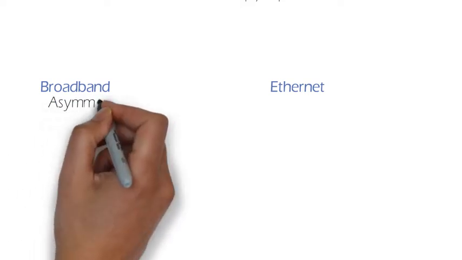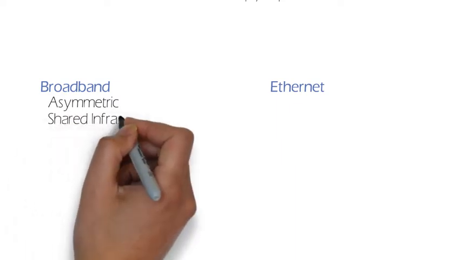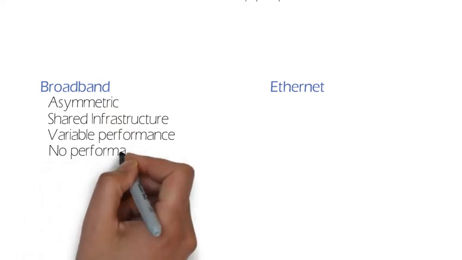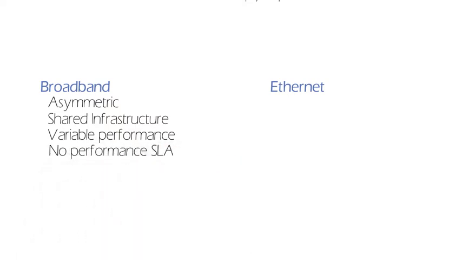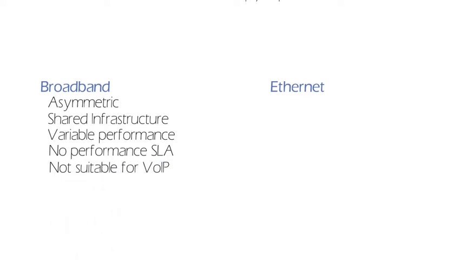With broadband services, you'll get an asymmetric profile, so higher downstream bandwidth than upstream, and broadband services operate over shared infrastructure, so will be congested at times. This gives you inconsistent performance and is therefore unlikely to be backed by any performance SLA. This means that network-sensitive applications like voice over IP are going to have problems at times.